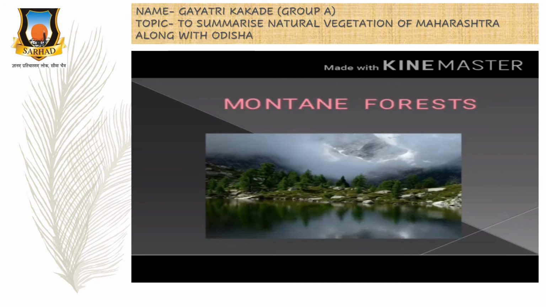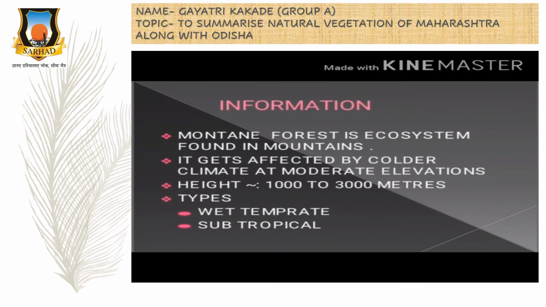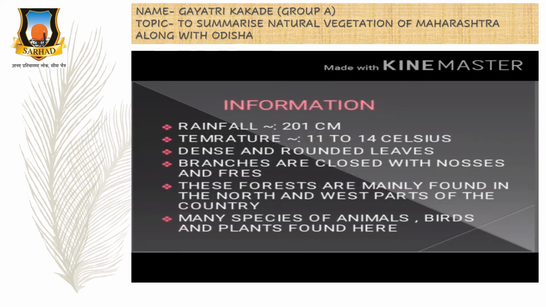Now let's have a look at montane forest. Montane forest is the ecosystem found in mountains. It gets affected by the colder climate at moderate elevations. Its height ranges from 1000 to 3000 meters. There are two types of montane forest: wet temperate and subtropical.